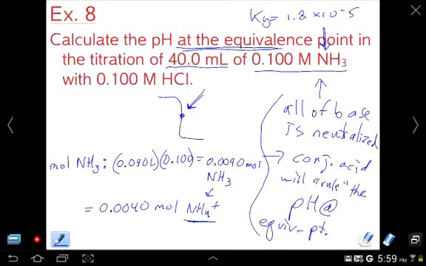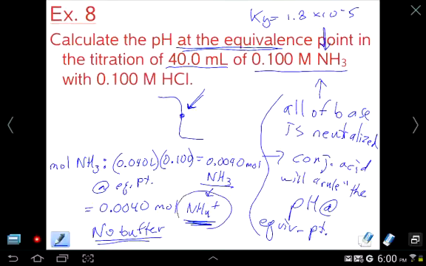Remember, this is at the equivalence point. Moles of base are equal to moles of acid. What we'll need to do now is find the molarity of our weak acid that's left over and use the ICE box on it. Now we don't have a buffer here. All we have is just the weak acid that we'll have to contend with. So let's go to the next page.